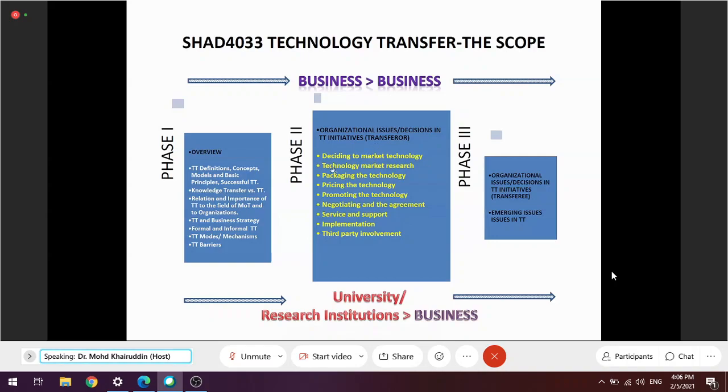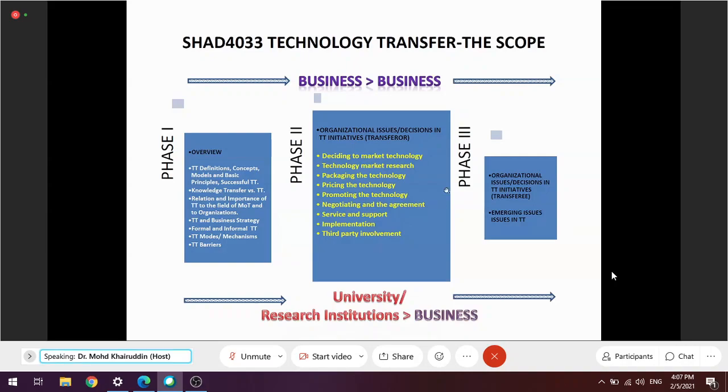And other than that, we have also technology market research, packaging the technology and so on. This technology is not the same as the technology we can see in the market, the mass production technologies, like cars by Tesla, like Samsung laptops, like Apple and so on. This is different. All of the normal technology or the consumer-based technology we call tangible technology. And this one we call intangible technology. I will discuss this one later.